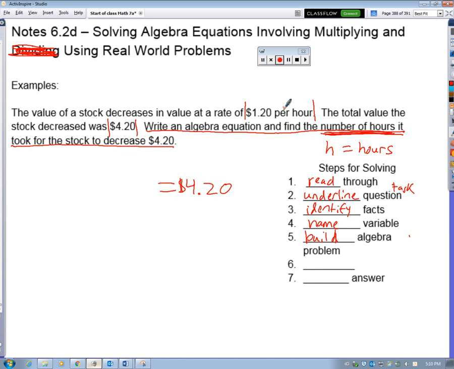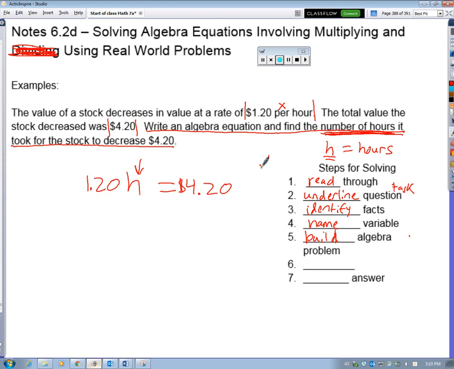Per means multiply. Here's our other math facts. So it's $1.20 times the number of hours. If we knew how many hours this was, we would go $1.20 times the hours to try and equal this number down here. That's exactly how we're going to set up this algebra problem, but we're going to use H for the hours. We're going to say $1.20 times H, the mystery number we're going to try and find, is going to equal $4.20.